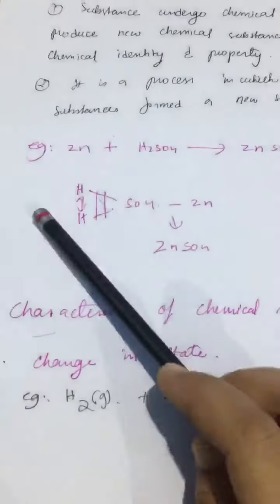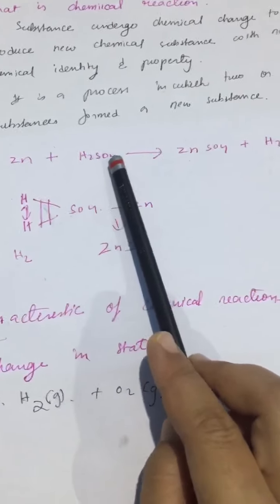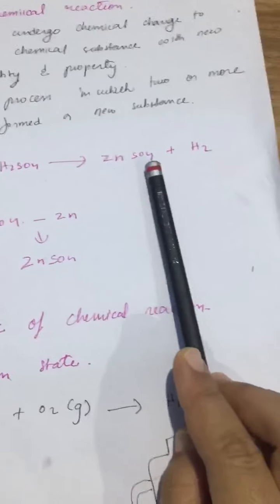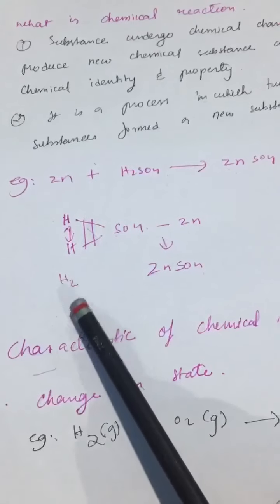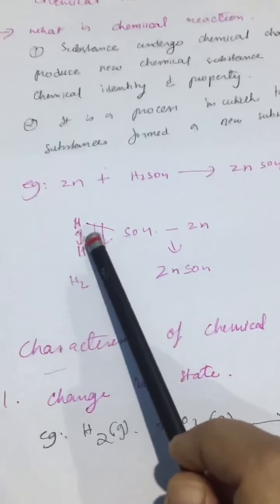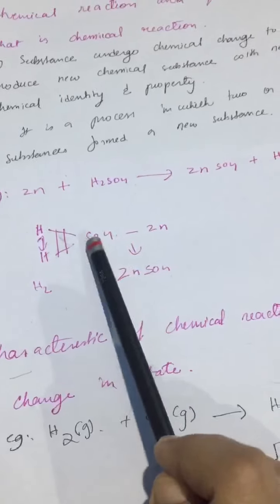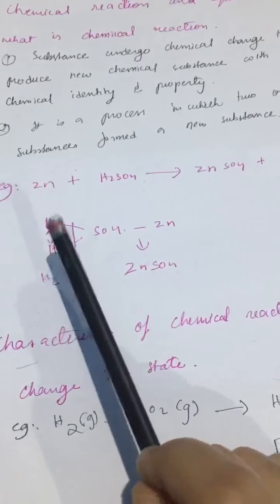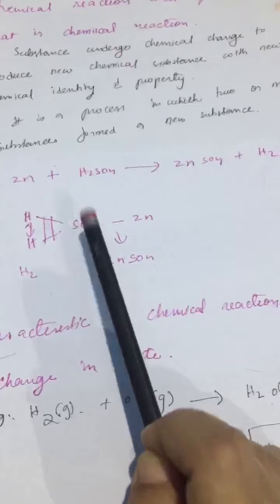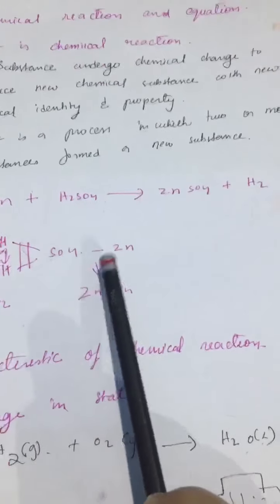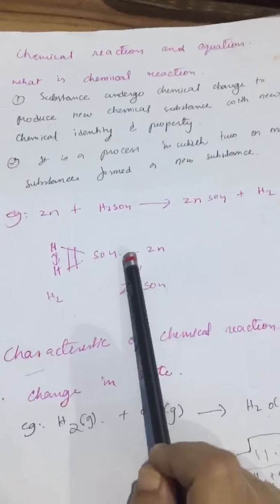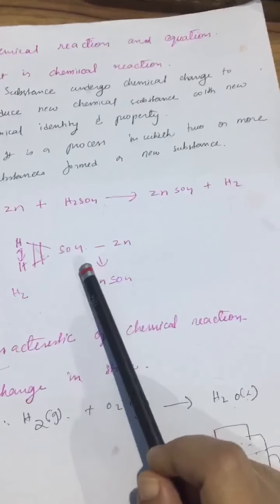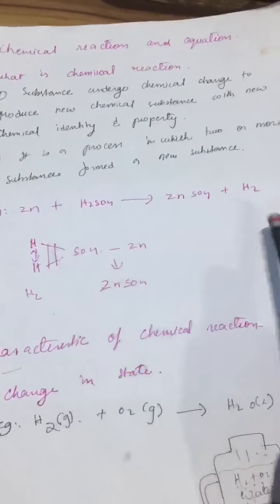For example, here I give Zn plus H2SO4 reacts to give ZnSO4 plus H2. So here, see the reaction. The two H atoms form hydrogen gas and they break the bond with SO4. Since the H2 breaks the bond with SO4, the SO4 bonds with Zn and they form ZnSO4. So here, as I have said, the chemical reaction is taking place: the old bonds are broken and the new bonds are formed.